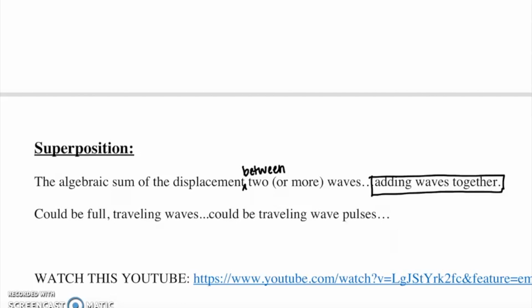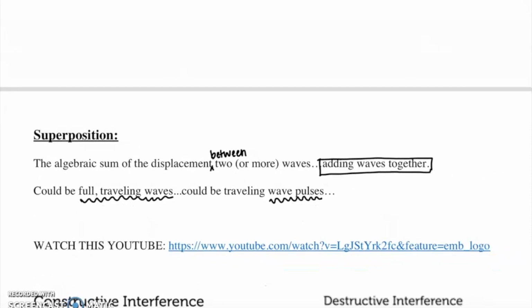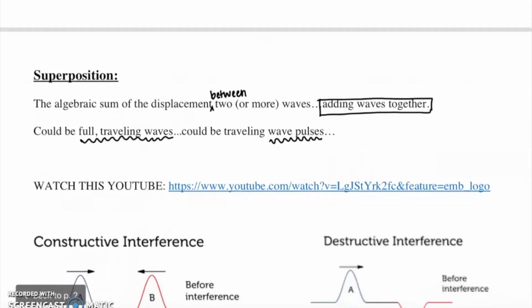Now this could be like wave pulses overlapping, like we just talked about. This could be like full traveling waves that we're used to seeing. I've included a YouTube link here that'll go a little more into depth on superposition, but for now, I want to present you with kind of the two scenarios.